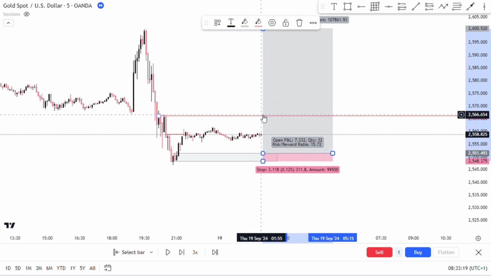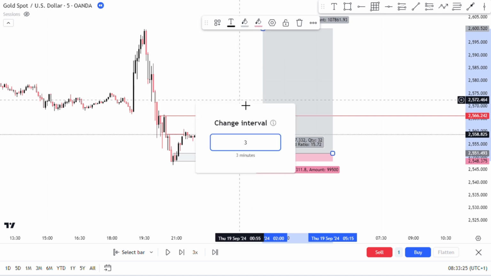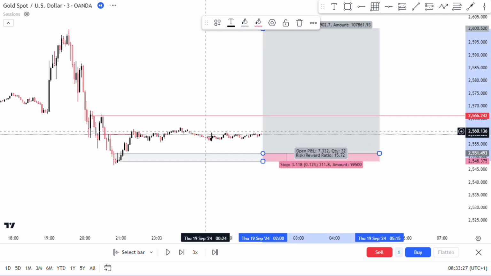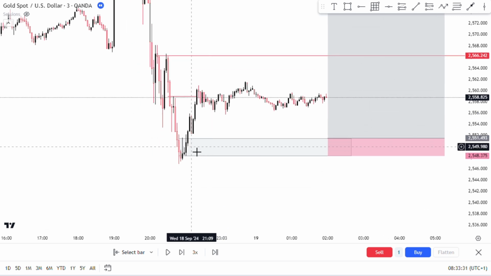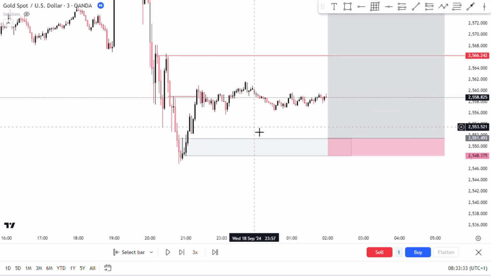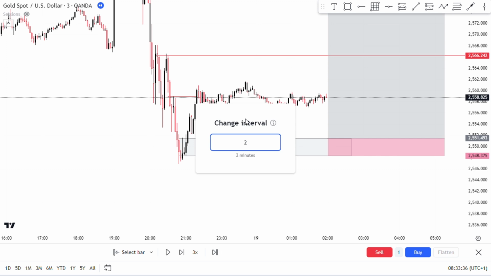If I still want to increase my risk to reward ratio, I have to go down to a lower time frame to know where exactly price is going. So let's check on the 3 minutes time frame. Okay, so on the 3 minutes time frame right now, we are not seeing any candle right here, so we have to leave the market the way it is. So let's move down to the 2 minutes time frame.